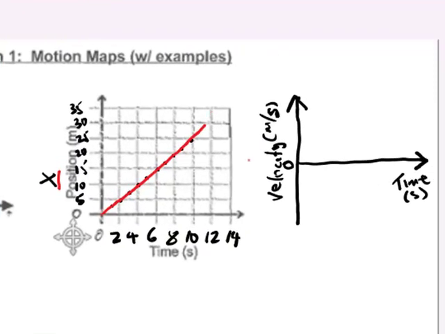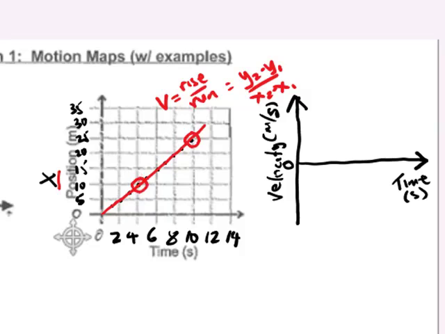And of course, to figure out the velocity, I want to look at my rise over run. Some of you may prefer y2 minus y1 over x2 minus x1. Be careful of what we call x2 and x1. I want to pick 2 spots on the line. That one looks like a good one, and perhaps this one here.